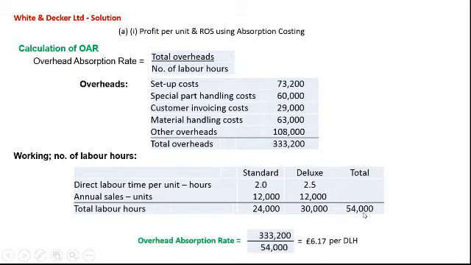So in order to work out the overhead absorption rate, this divided by this, we get 6.17 pound per direct labor hour. Now this is our overhead absorption rate. That would mean that if standard uses 1 labor hour, we should give it 6.17 pound of overhead. If it uses 2 labor hours, then twice that. So we just multiply this by the number of hours that product is using.